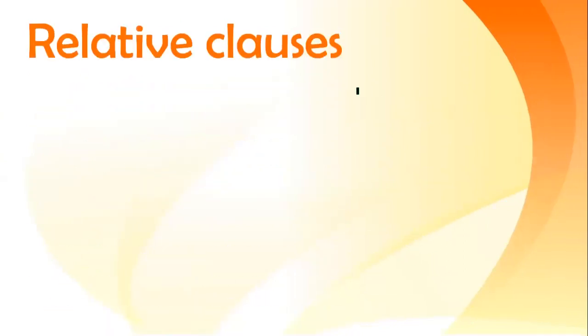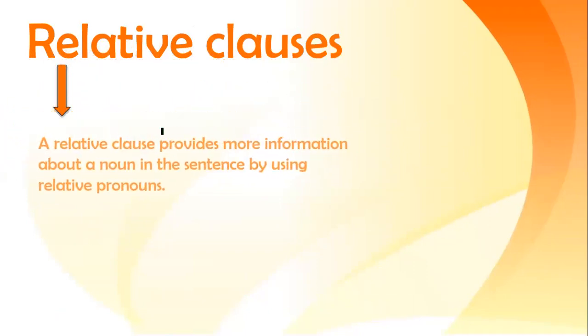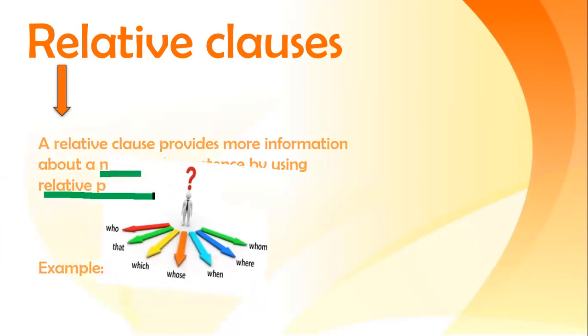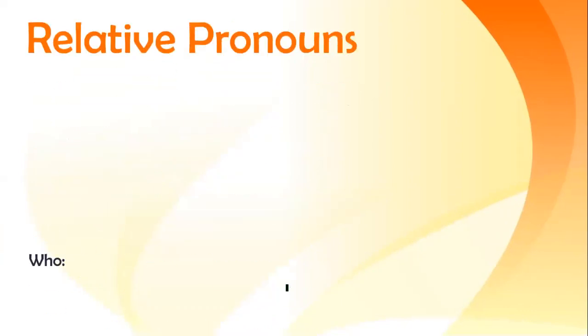Let's move on and discuss the relative clause. A relative clause is a clause that provides more information about a noun in the sentence by using relative pronouns. And now, what are relative pronouns? Relative pronouns are really very well known to you. Let's look at another face of them. Relative pronouns are all these: who, that, which, whose, when, where, and whom. Let's see how they are going to be used.